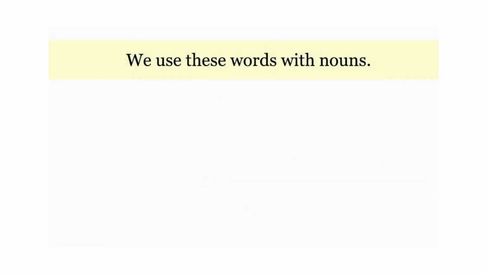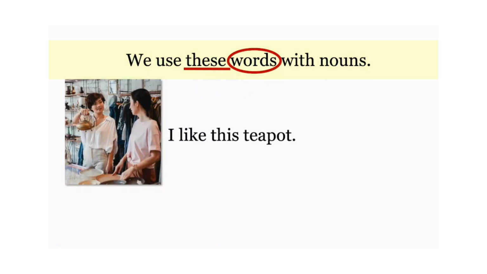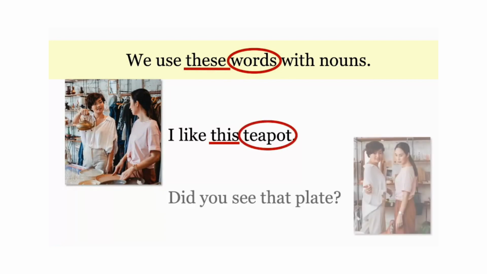We use these words with nouns. Even in this sentence, look, these words. These tells me which words, and words is the noun. We use these words with nouns. Let's look. I like this teapot. This is the adjective that shows me the noun teapot is near and singular. Did you see that plate? That is the adjective that shows me the plate is far, but there's only one.